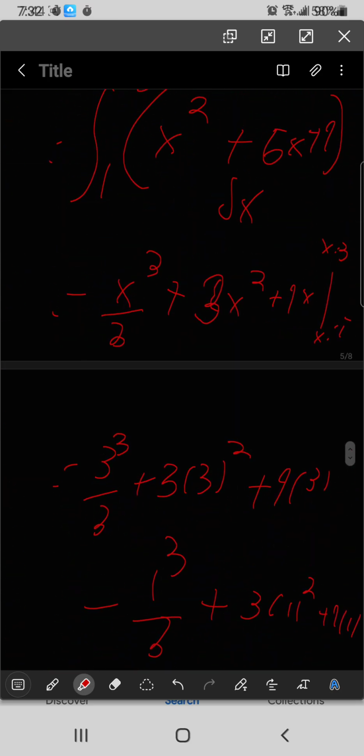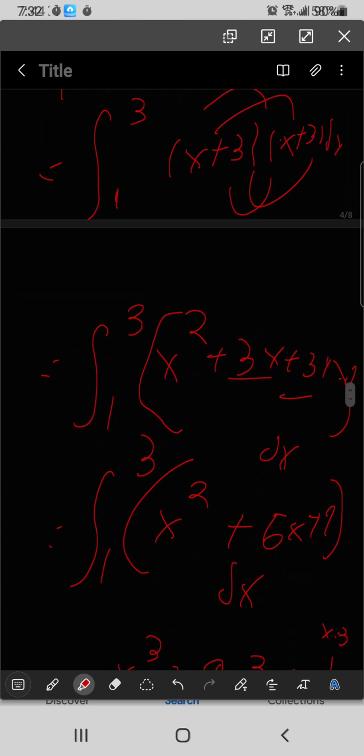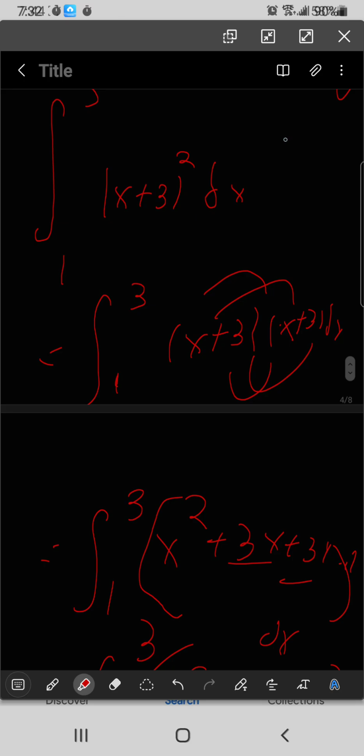Now let's use u substitution for this problem. So, the integral from 1 to 3 of (x + 3)^2 dx. Okay.